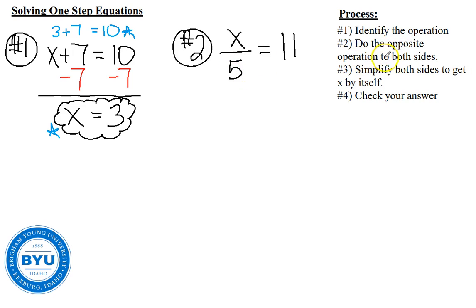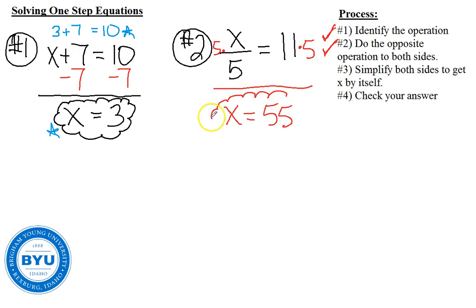Let's do the opposite of divide by 5 to both sides. The opposite of divide by 5 would be times by 5. Opposite of division is multiplication. So let's times both sides by 5. In doing that, we get x equals 11 times 5, which is 55.